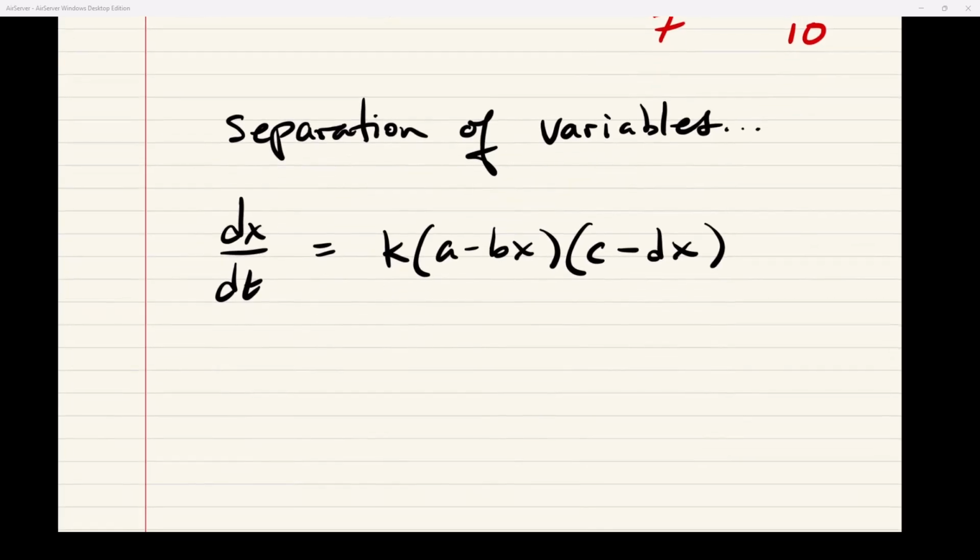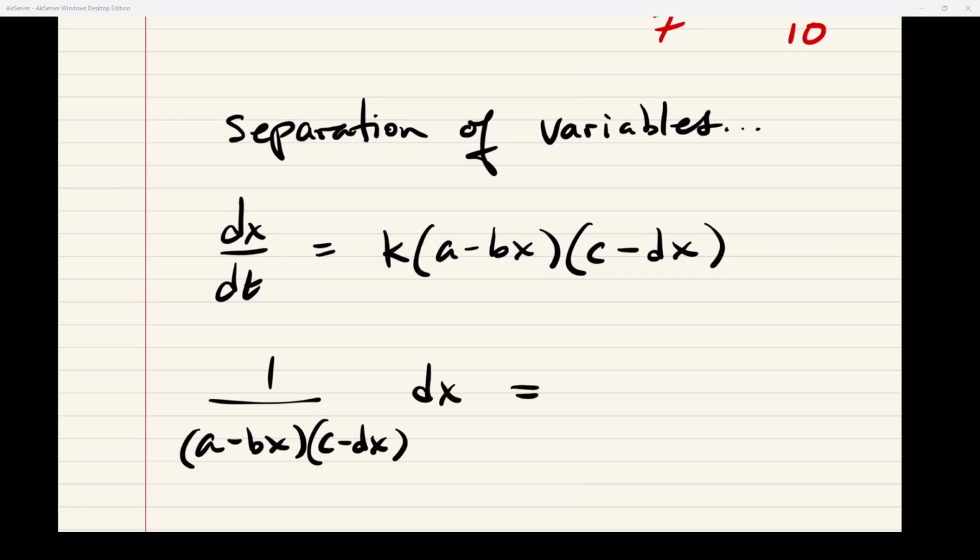Okay, it's separation of variables that will solve this because it's autonomous. So we can separate, bringing all the x's over on the left side and the dt to the right-hand side. What that looks like is 1 over (a minus bx) times (c minus dx) times the differential in x, which we can write as some constant of proportionality times the differential in t. And it's here that we can now integrate both sides of this differential equation.